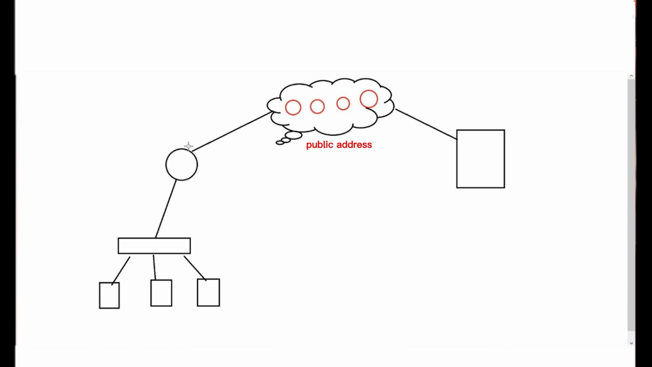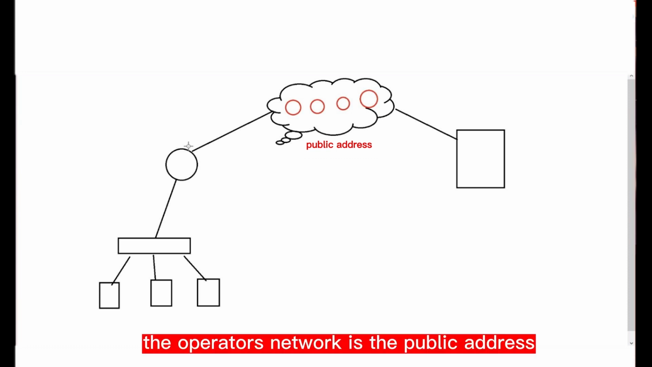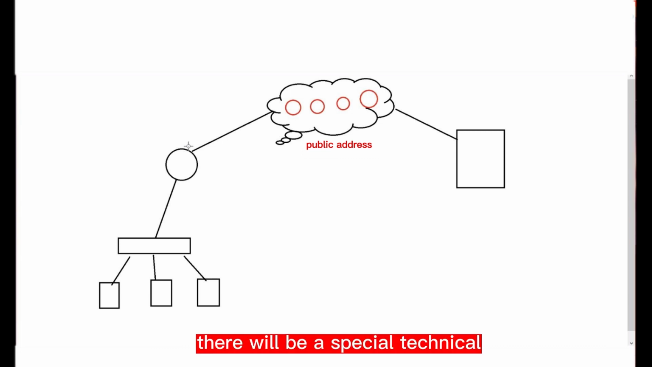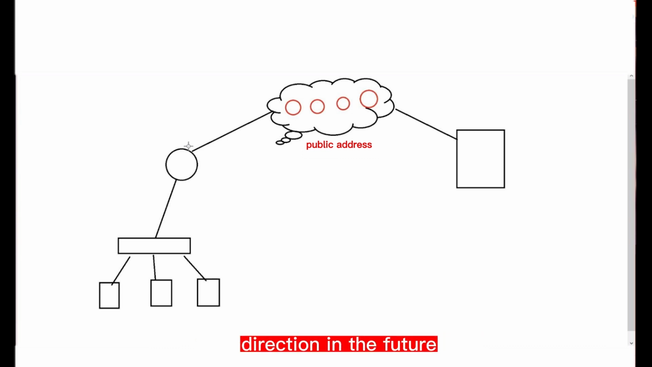On the public network, the operator's network uses public addresses. Of course it also has a private network, but the specific operation and enterprise network are not the same operation model. Therefore, there will be a special technical direction in the future, operator technology. Then you will find it is not the same technical system as the enterprise network. So for now, you can remember this.